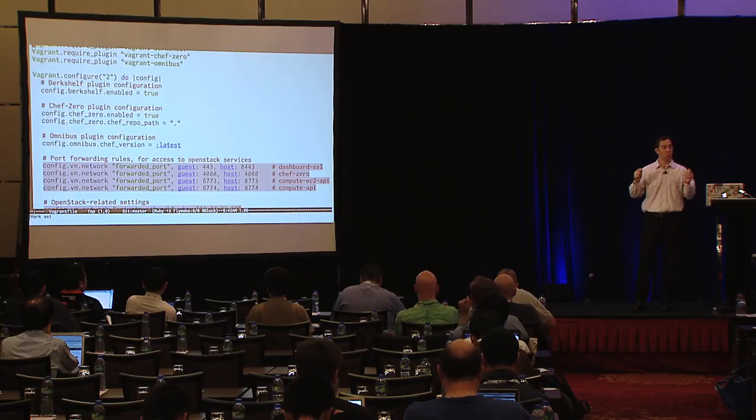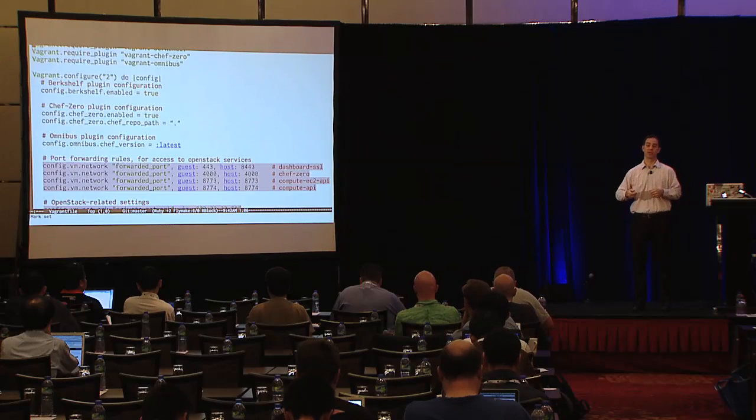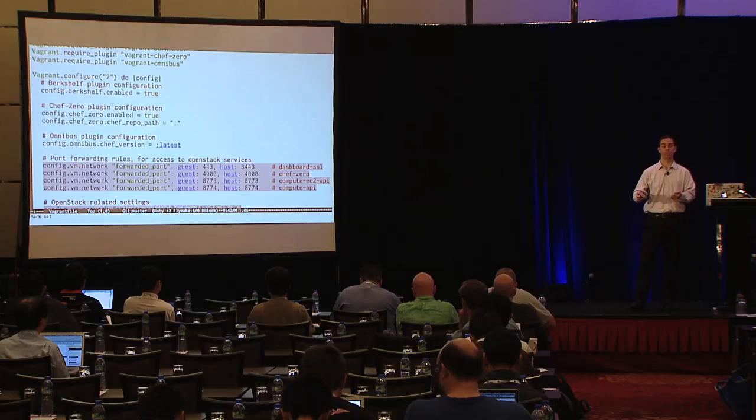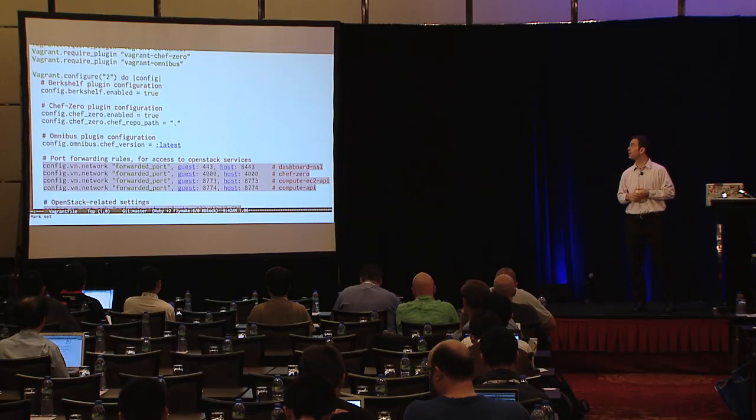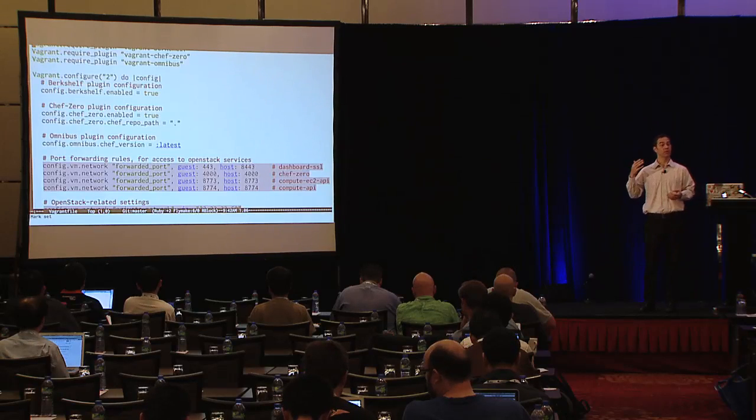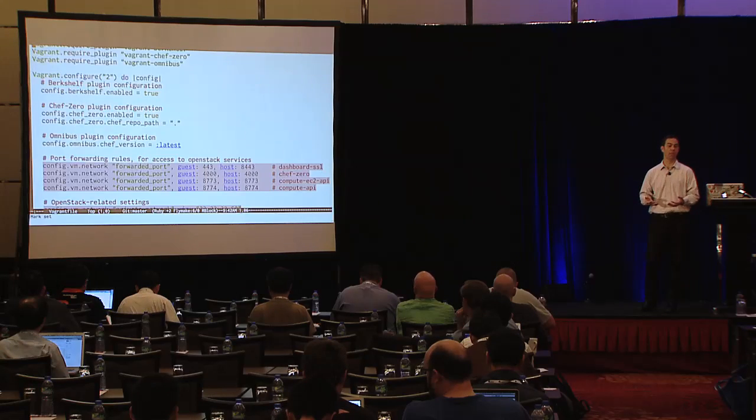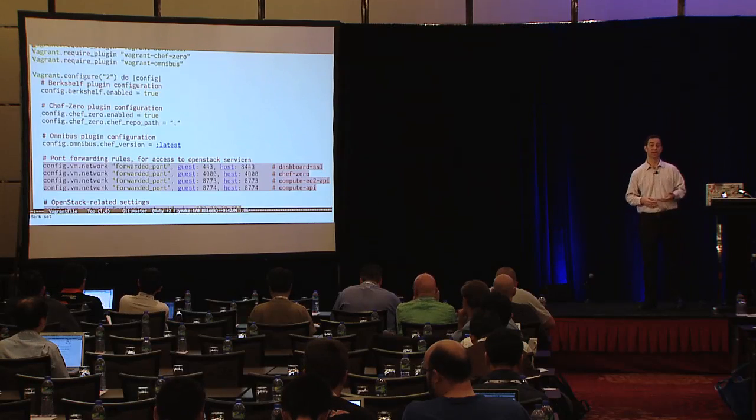Vagrant Chef Zero, when the Vagrant image spins up, it spins up the Chef Zero server, and you have a Chef server available to your Vagrant box. Vagrant Omnibus installs the Chef client on the box, the Omnibus client. This way we can use vanilla base boxes without having a Chef client baked into them. So if the Chef client gets upgraded, or if you don't want to use Chef, you have that option.